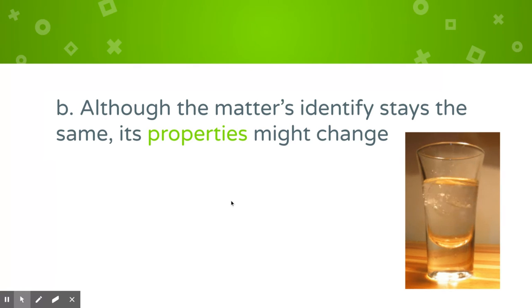Although the matter's identity stays the same, its properties might change. So whereas it's all H2O, it's still water, the properties are a little different because initially it's ice, which has a definite shape, definite volume, and when it becomes liquid, it has a definite volume but not a definite shape. It takes the shape of its container. So its properties change, even though it is still water or H2O.